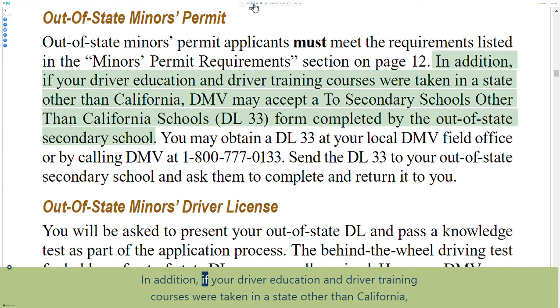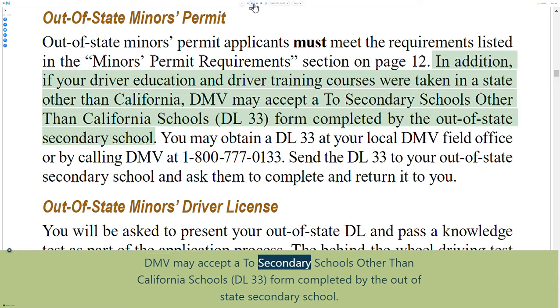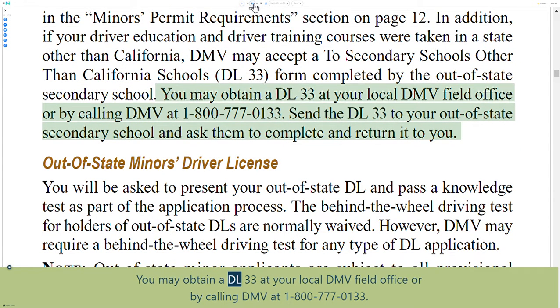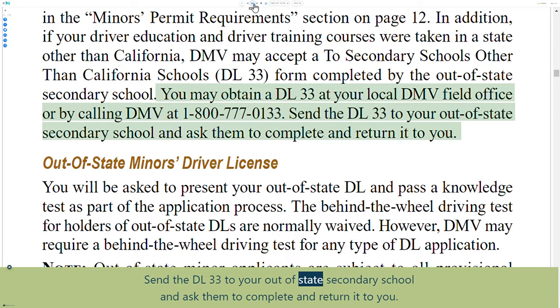In addition, if your driver education and driver training courses were taken in a state other than California, DMV may accept the Verification of Driver Education and Driver Training for schools other than California schools, DL33, form completed by the out-of-state secondary school. You may obtain a DL33 at your local DMV field office, or by calling DMV at 1-800-777-0133. Send the DL33 to your out-of-state secondary school, and ask them to complete and return it to you.